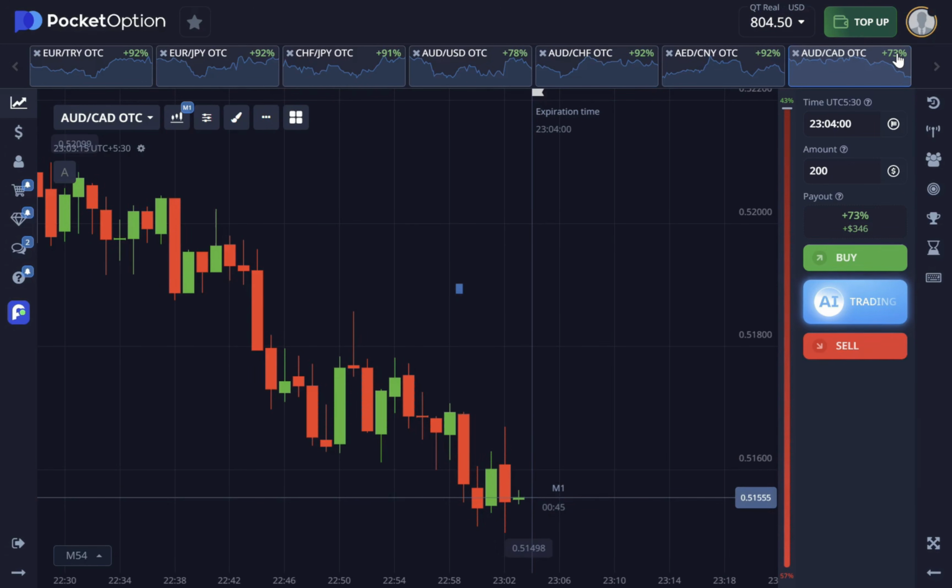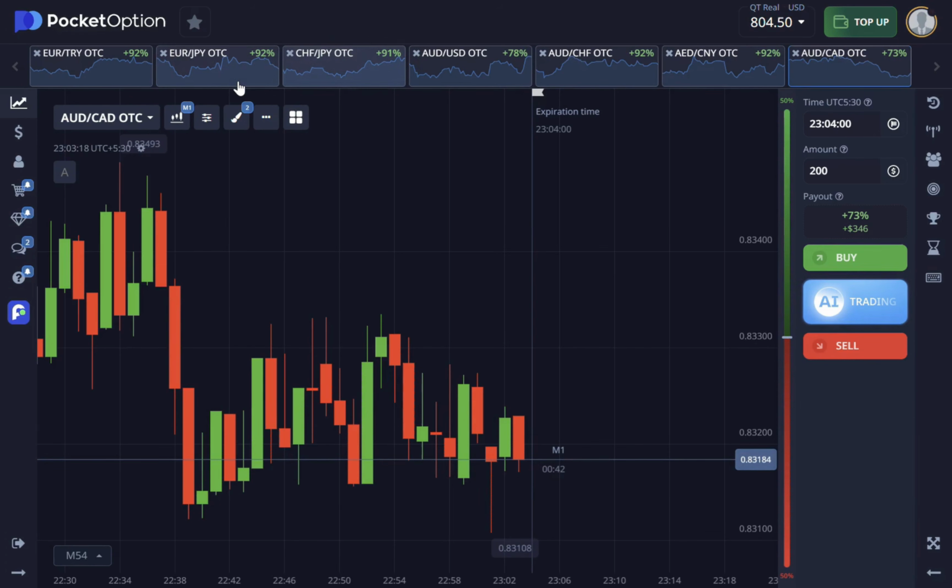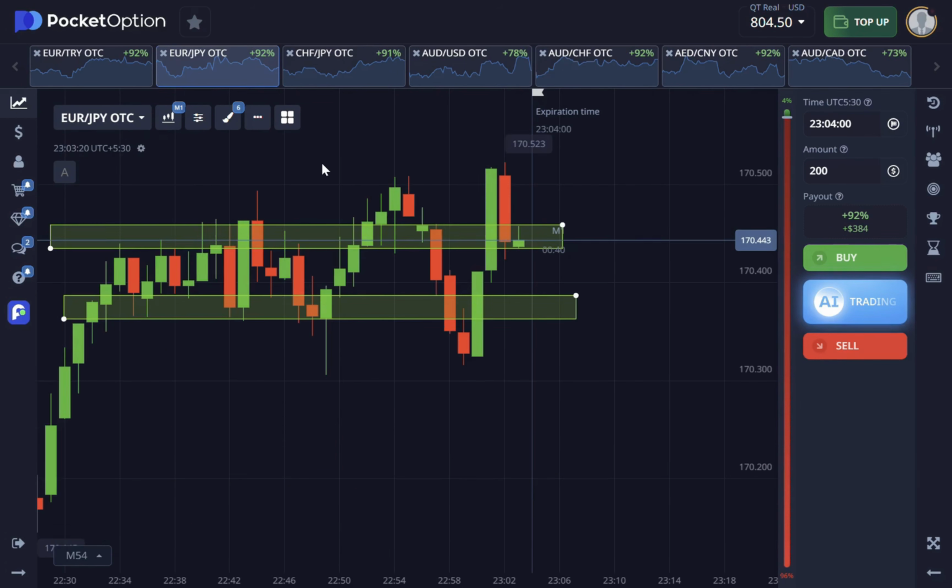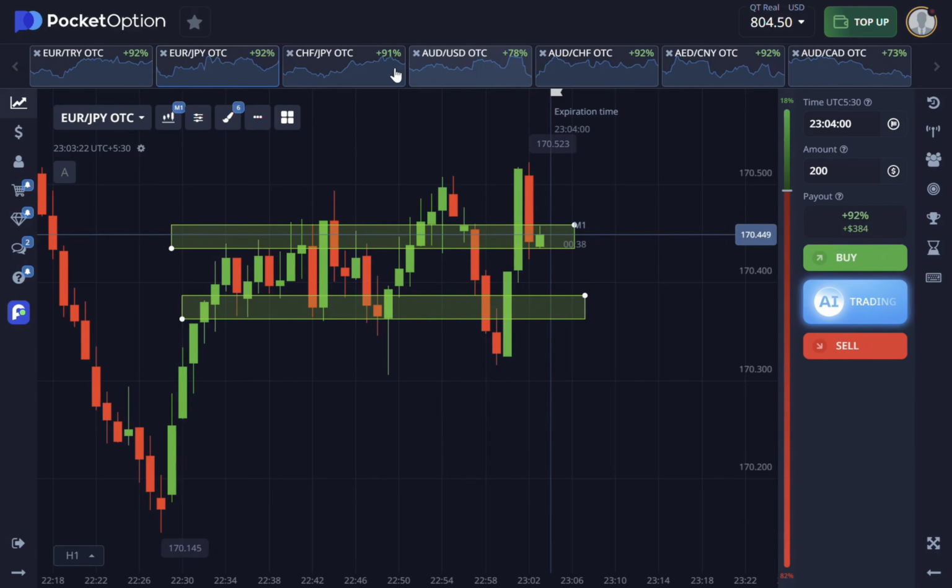But overall, I would just say that trading is an inherently risky endeavor. You should only ever trade if you can comfortably afford to completely lose your entire invested amount.